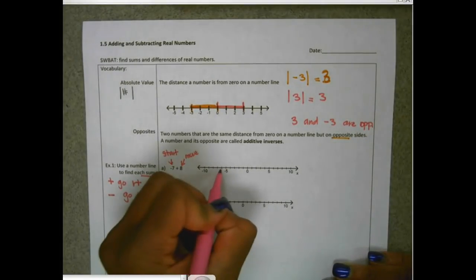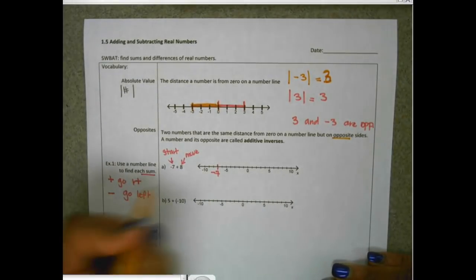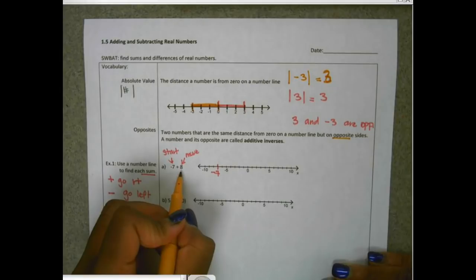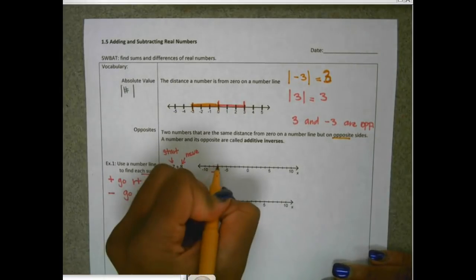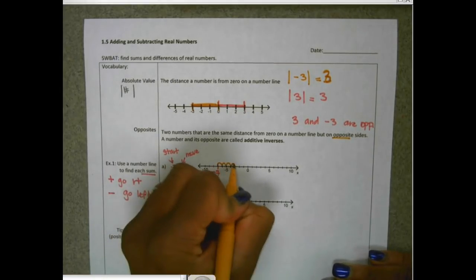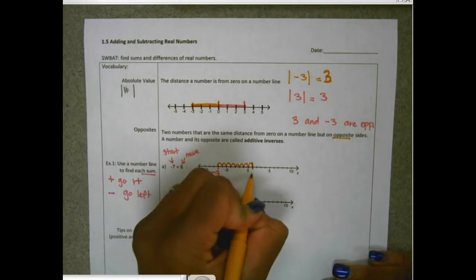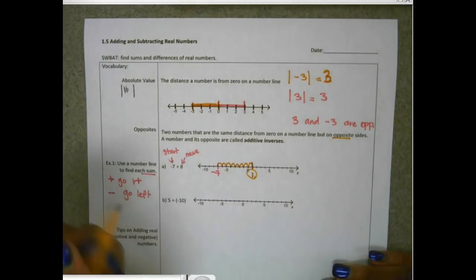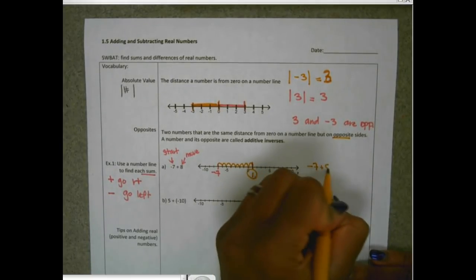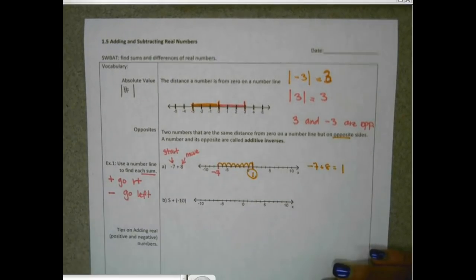So I'm going to start at -7. So here's -5, -6, -7. And then I'm going to move where? Well, this is a +8, so I'm going to move to the right 8 spaces. 1, 2, 3, 4, 5, 6, 7, 8. And I'm landing at 1. So -7 plus 8 is 1.